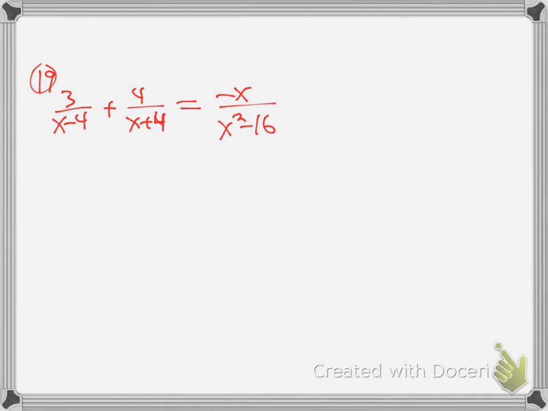Try that one. Got a triple. What's the first thing you need to do on that one? Look at that. What needs to be done in one of those denominators right away? Factor. You got to factor that x squared minus 16, right?